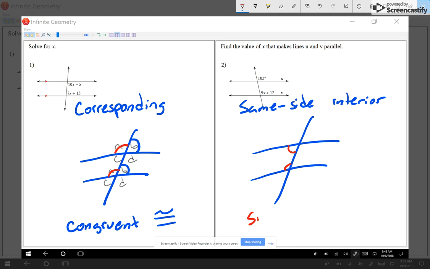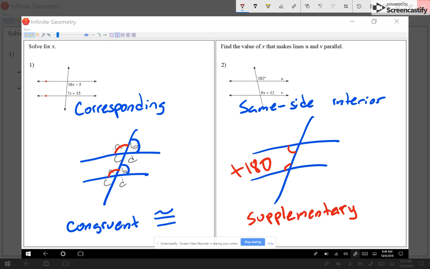In this case, they are supplementary. My two same side interior angles are going to be supplementary. Now, supplementary, what it means is that they add up to 180. My two angles would add up to 180. They're not quite the same number. They just add up to 180. And we call it supplementary. Any questions so far?